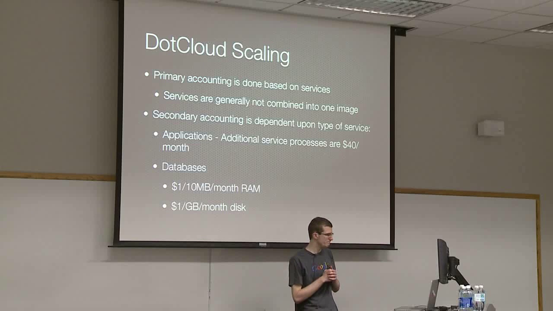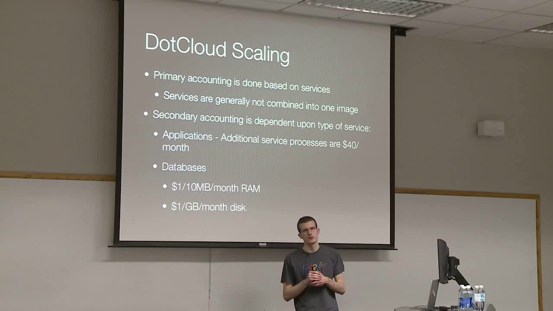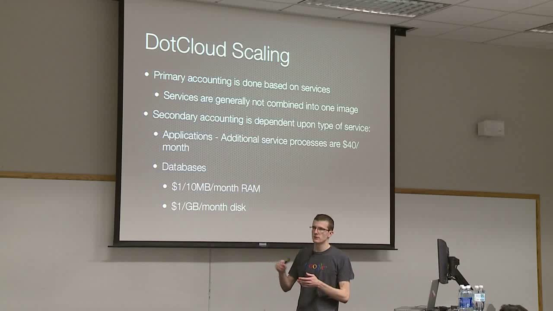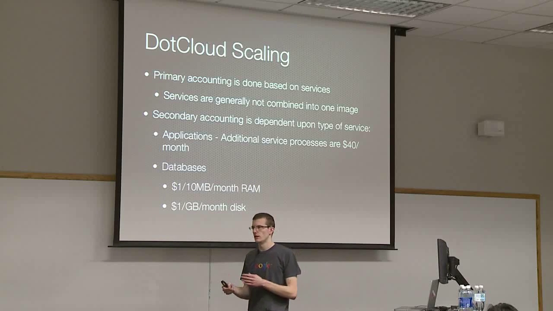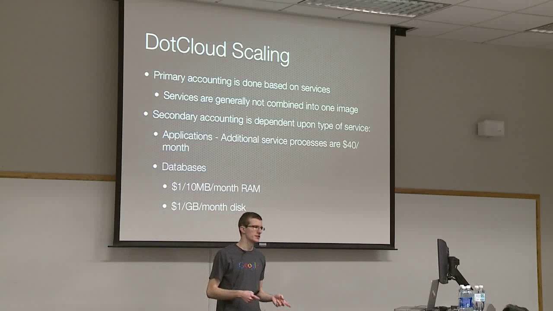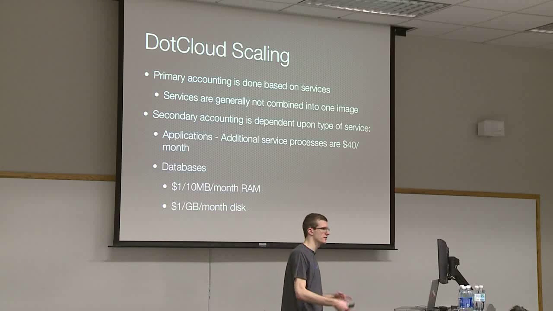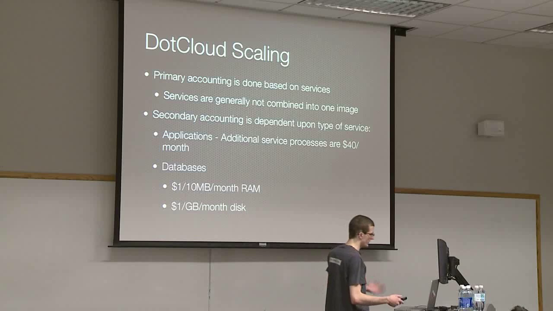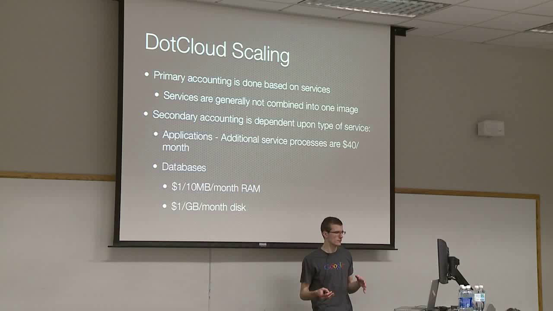So, scaling. Primary accounting is based on services. If your application is written in Python, and it's served by the Python interpreter, that counts as one service. If you're running Postgres or Mongo or some other database, that counts as one service, etc. So primary accounting is based on services. One downside is that it's difficult to combine services.